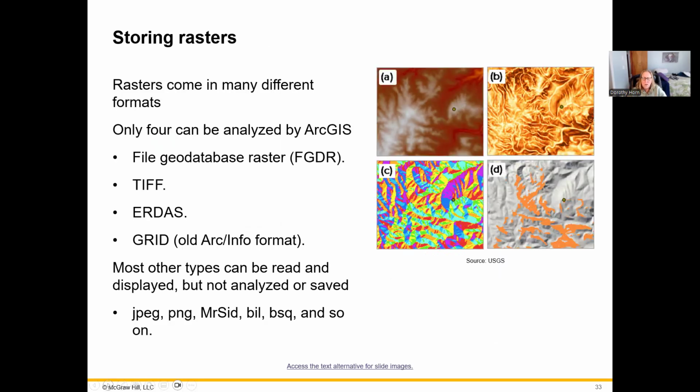When you're storing your raster, this is really important. GIS can only read 4 different formats, and so it either has to be in a file geodatabase raster, a TIFF file, Iridesc, or GRID. Okay, GRID is the old format, but it's fine. You can display JPEGs and PNGs and whatnot, but you can't analyze it or save it, because it doesn't understand what that is.